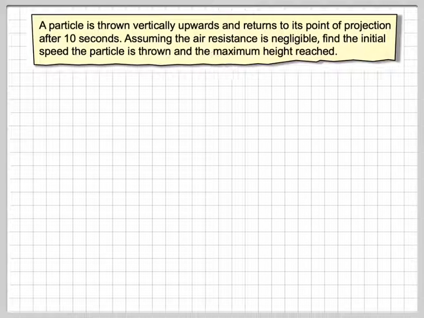A particle is thrown vertically upwards and returns to its point of projection after 10 seconds. Assuming the air resistance is negligible, find the initial speed the particle is thrown and the maximum height reached.